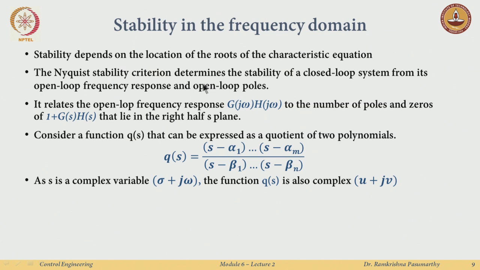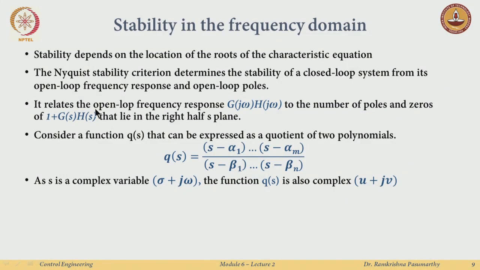So again, what does this do? It relates the open loop frequency response. All the analysis is important because I just look at the open loop transfer function G times H, and I can tell you what the closed loop behavior is. So that's what Nyquist will tell us very shortly. The Nyquist plot relates the open loop transfer function, the open loop frequency response, to the number of poles and zeros that lie in the right half S plane of the characteristic equation. Now we see how we arrive at this.